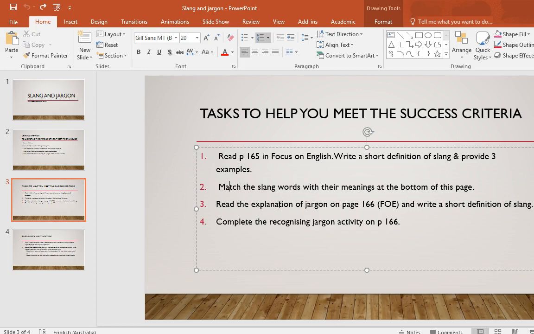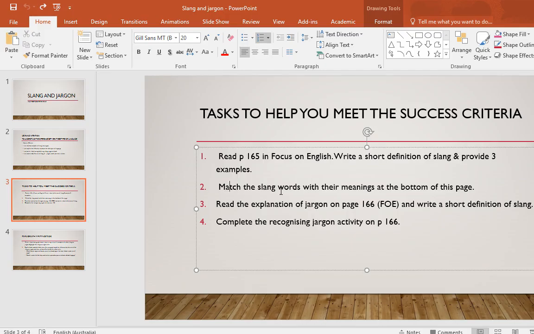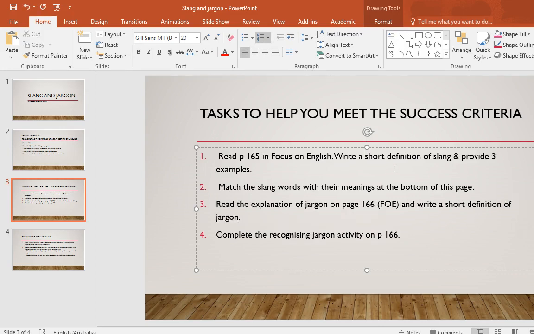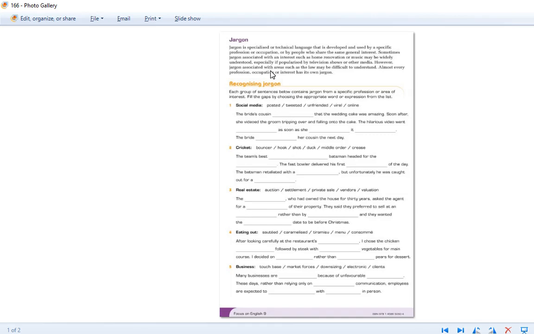Next, read the explanation of jargon on page 166 FOE, Focus on English, and write a short definition of slang. So I'll open up 166 for you real quick. Okay, so sorry, that should say jargon there, shouldn't it? Read the explanation of jargon on 166, write a short definition of jargon. Cool, so 166 has all the information you'll need to be able to do that.